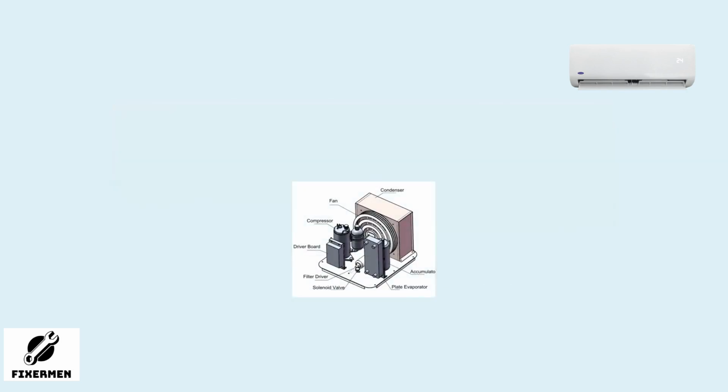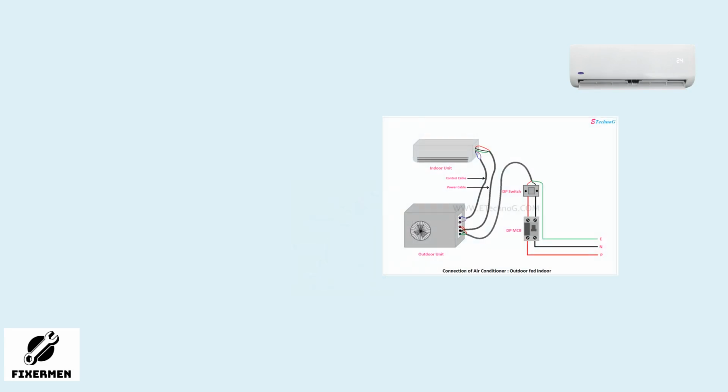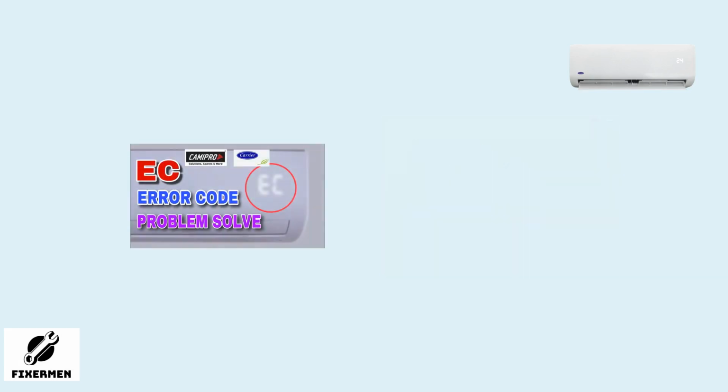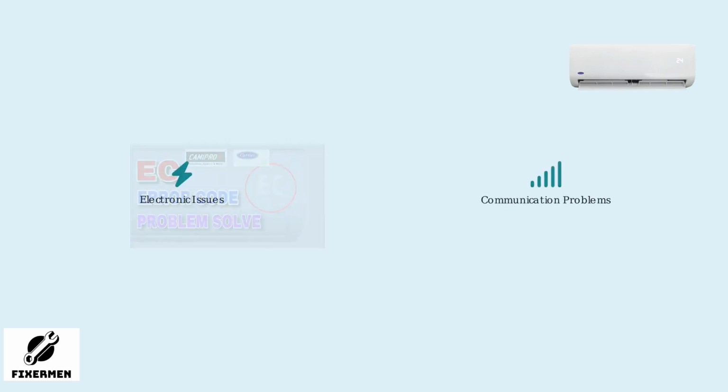The system includes various components, like the compressor and control boards, as shown in this diagram. Wiring connections between indoor and outdoor units are crucial for proper communication. When the EC error appears, it displays on the unit like this. Common causes include electronic issues and communication problems between units.